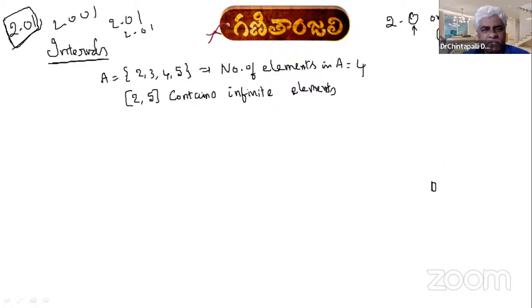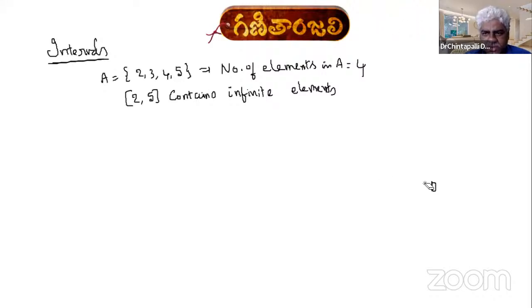Let's find reasons. See, there are infinite numbers between 2 and 5, right? Now, let us know the names of intervals. The first is the closed interval. One more thing, we should know about this symbol. This symbol is called belongs to, and this one is doesn't belong to, or not belongs to.